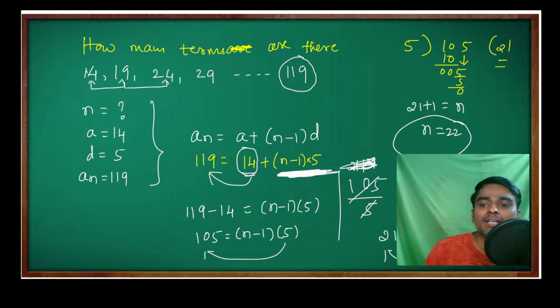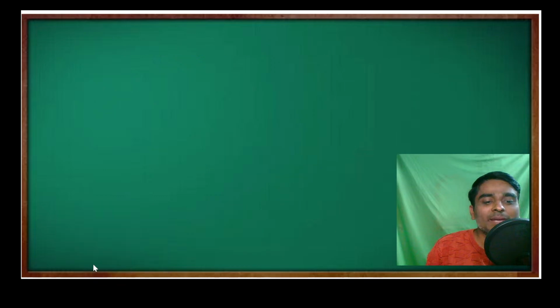On the left side you have 21 and on the right side you have n minus 1. You have to shift this minus 1 here. That becomes 21 plus 1, which is 22. Claps to those who got 22. Very good. That means you have learnt AP properly. Let's take the next question.